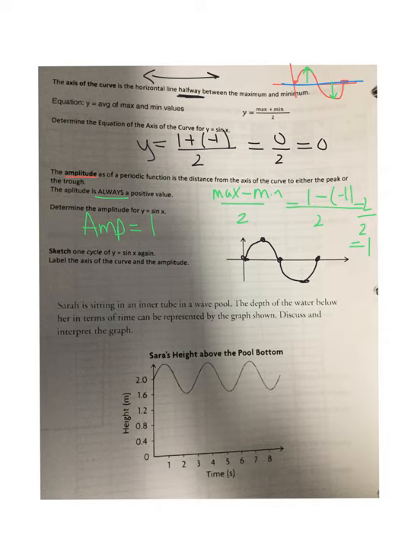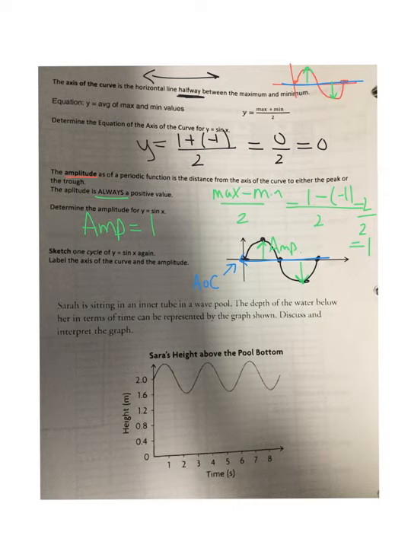Label the axes of the curve. So that's the blue line, and I'm just going to say AOC. And then I'm going to label my amplitude right there. Again, you could label it down here if you wanted. It means the exact same thing.